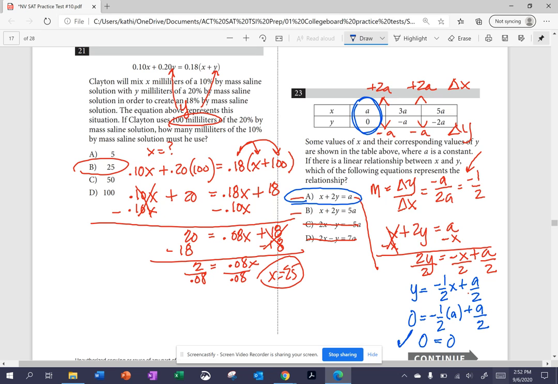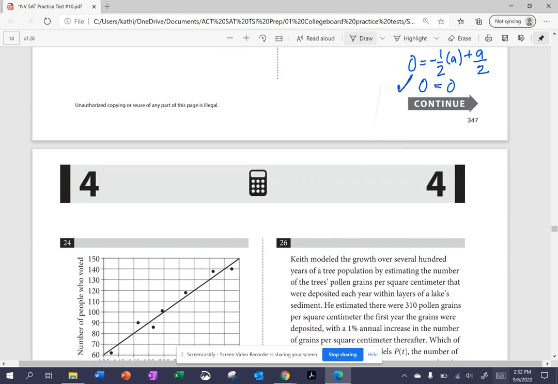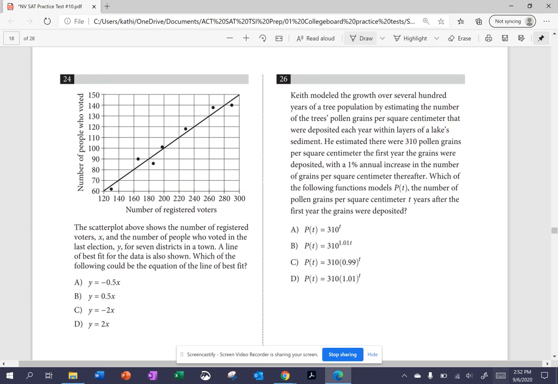24. The scatter plot above shows the number of registered voters x and the number of people who voted in the last election y for 7 districts in a town. A line of best fit for the data is also shown. Which of the following could be the equation of the line of best fit? So the line of best fit will have half of the points above and half of the points below. It's fit in the best in the middle.